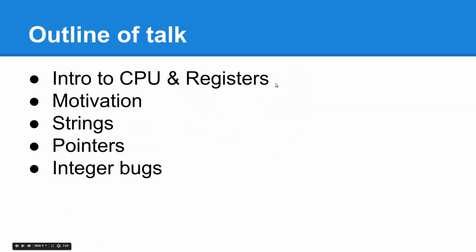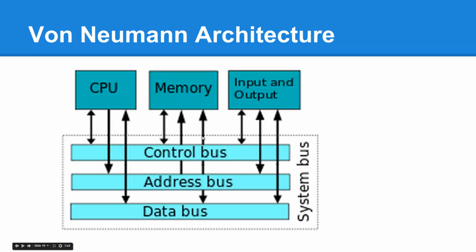For the rest of this talk, we're first going to cover important topics in processor architecture and the registers, how they work and what they're commonly used for. Then we're going to cover strings, pointers, and integer bugs. The von Neumann architecture is the one most people should be familiar with. It is the predominant architecture of desktops, laptops, and servers. It does not include mobile devices, smartphones, or most of what is now growing to become the Internet of Things. This largely is a resurrection of the Harvard architecture.